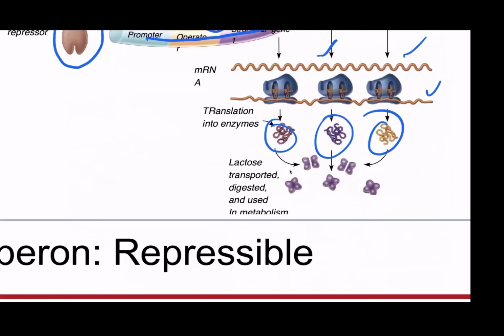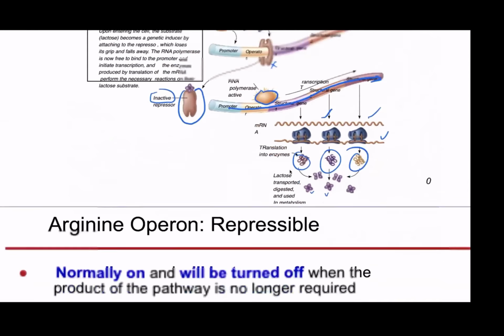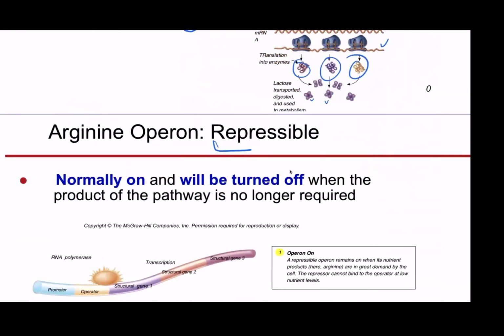Lactose is a disaccharide. You have to break it down into glucose and galactose, and then cells can utilize those small molecules for making use of energy. On the other hand, arginine is an amino acid which is found in more quantity in the cells. It's like a feedback loop inhibition.